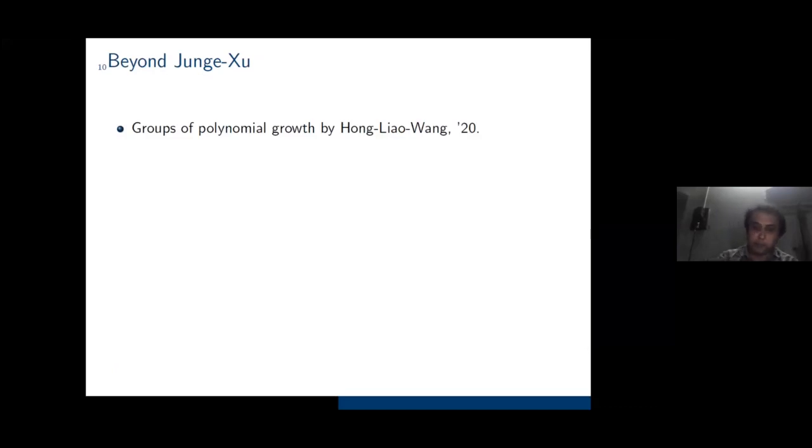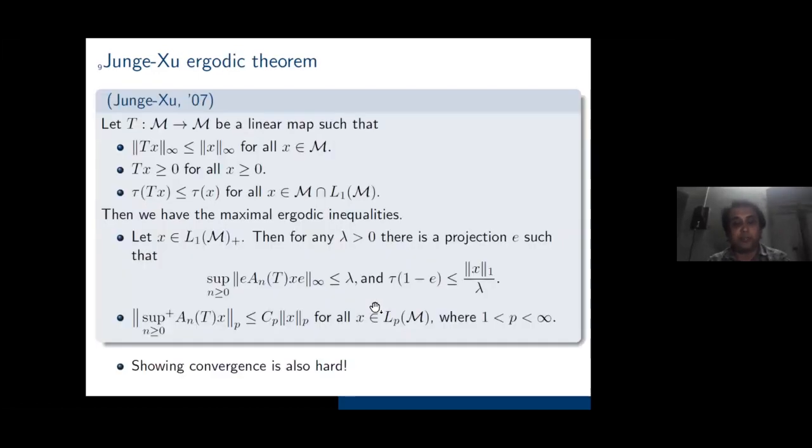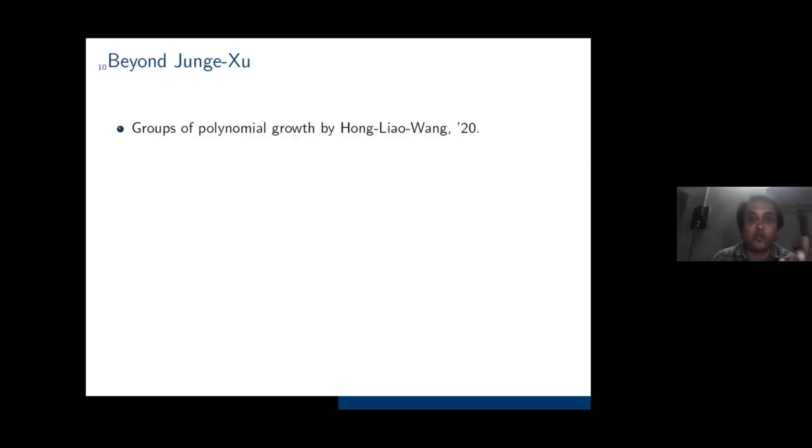Okay. So there are many progress, not many, but there are some good progress that have been made. So first one is by groups of polynomial growth. So this theorem that you see, you can replace these averages, these discrete time averages, if there is a group acting on the von Neumann algebra, you can also do something like that. And if the group is of polynomial growth, then Hong, Liao, and Wang proved that actually you have a non-commutative ergodic theorem. But for general amenable group, it's not known. It is an open problem. If Dunford-Schwartz kind of ergodic theorem or a Birkhoff kind of ergodic theorem is true or not for general amenable group action on von Neumann algebra, it is not known till now, but they had made a good progress.